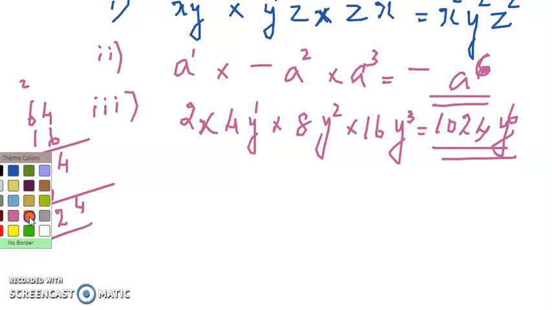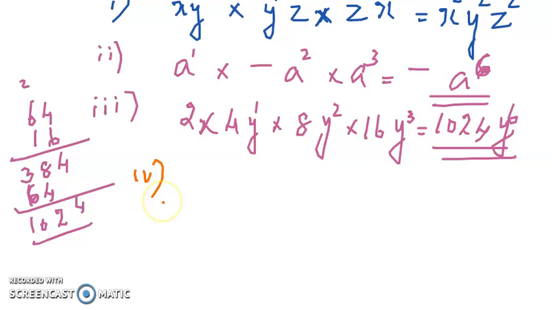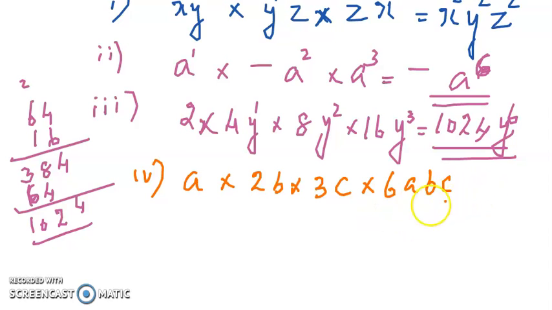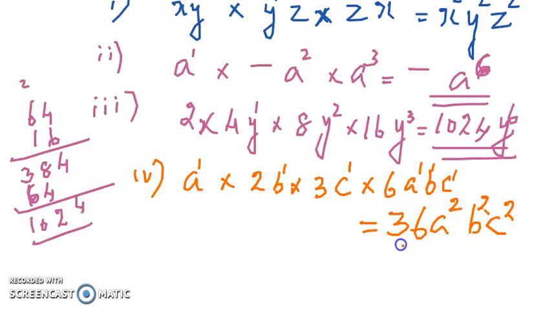Now question number 4: a times 2b times 3c times 6abc. We can multiply 2 times 3 is 6, 6 times 6 is 36. For a: here 1 and one more a, so a to the power 2. For b: here 1 and one more, so b square, and c is the same way, c square. So the answer is 36a square b square c square.